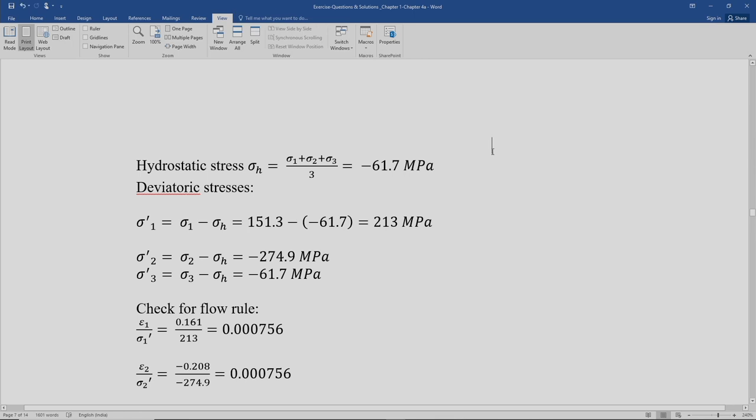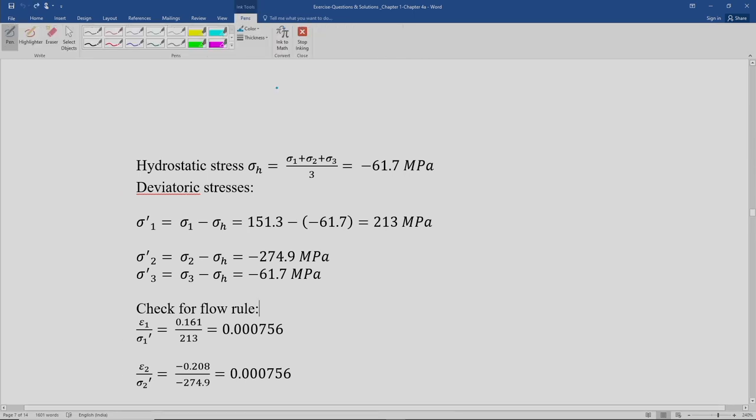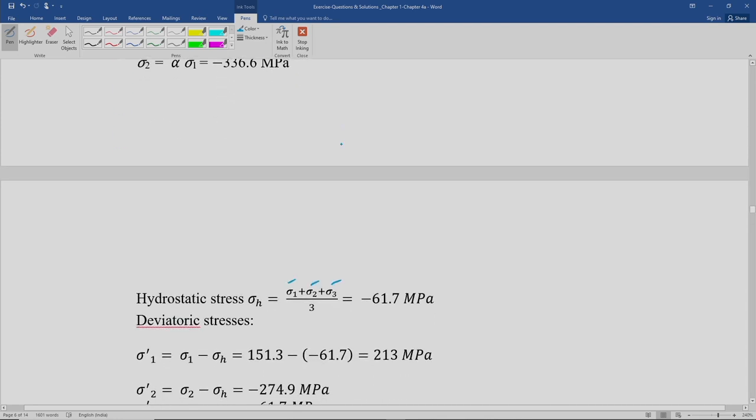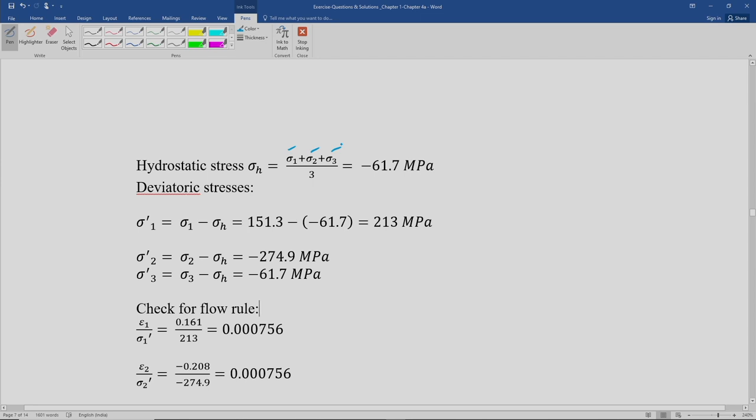So your hydrostatic stress is nothing but sigma 1 plus 2 plus 3 divided by 3. Okay, so sigma 1 is known to you, sigma 2 is known to you, sigma 3 is 0. Right, which you have found out previously, sigma 1 is 151.3, sigma 2 is minus 336.6, sigma 3 is 0, divided by 3 should give you this. One has to be very, very careful here. Many times we make the mistake that if sigma 3 is 0, then sigma 1 plus sigma 2 divided by 2 is used, which is not correct. The definition holds good even if sigma 3 is 0: sigma 1 plus sigma 2 plus sigma 3 divided by 3. Okay, you can substitute the values appropriately, and then you will get minus 61.7 MPa.